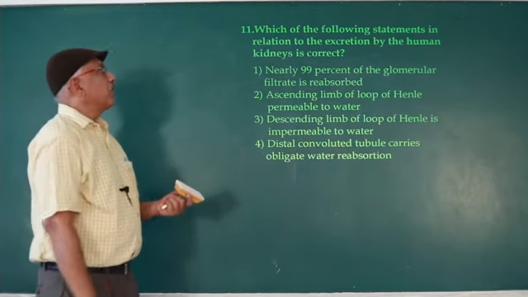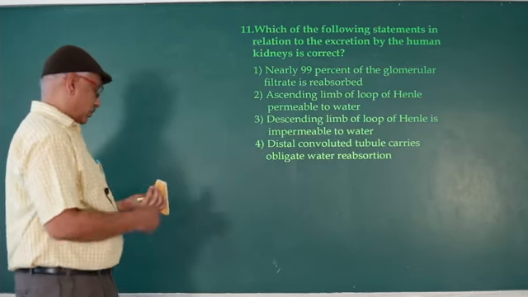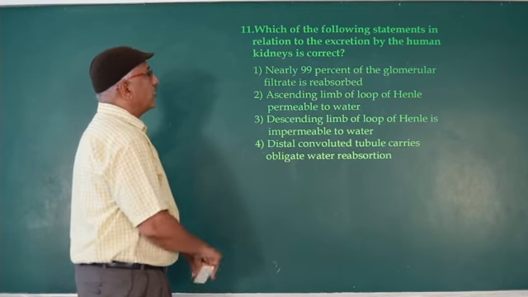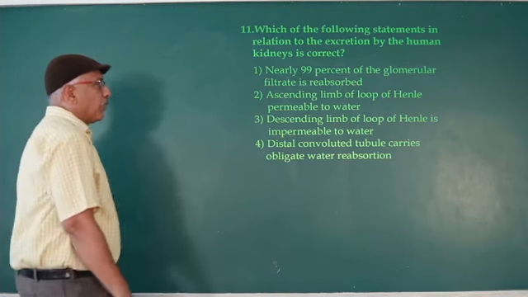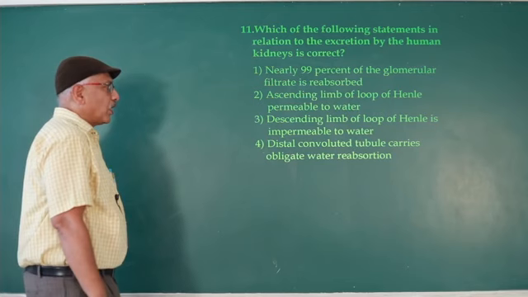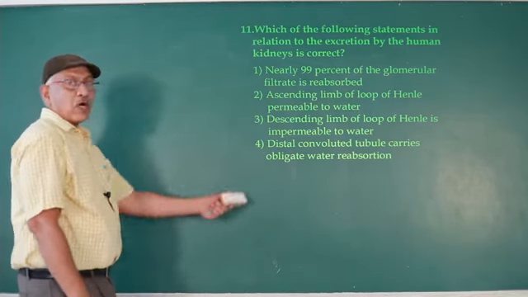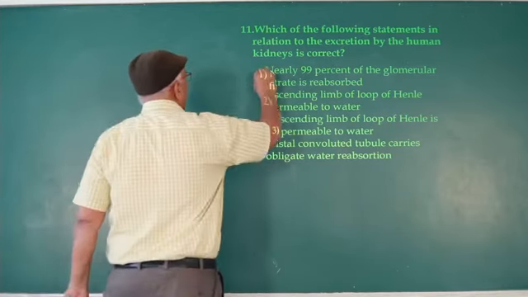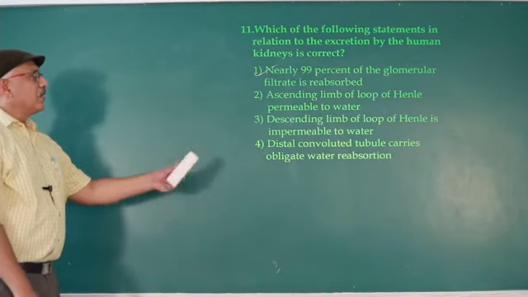Which of the following statements in relation to the excretion by the human kidney is correct? Nearly 99% of the glomerular filtrate is reabsorbed. Correct. Ascending limb of loop of Henle permeable to water. Wrong. Descending limb of loop of Henle impermeable to water. Wrong. Distal convoluted tubule carries obligate water reabsorption. Wrong, that is facultative reabsorption. Here the answer is nearly 99% of the glomerular filtrate is reabsorbed.